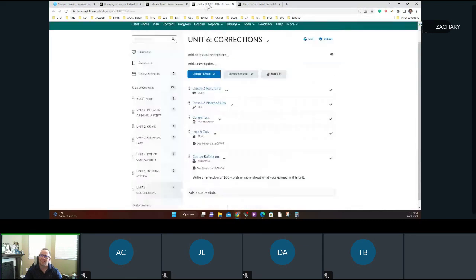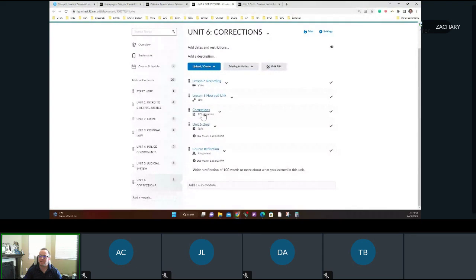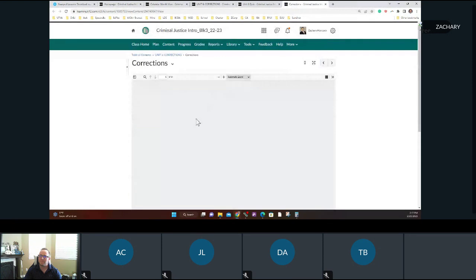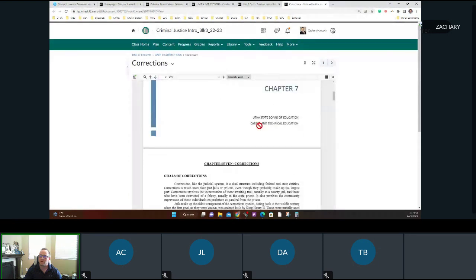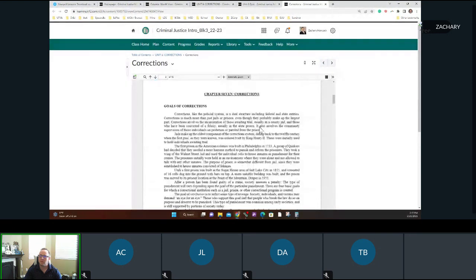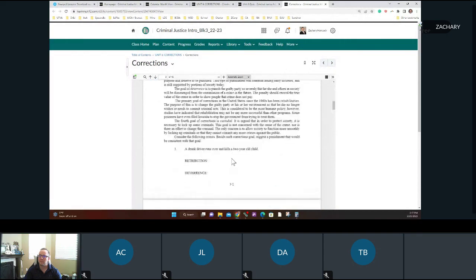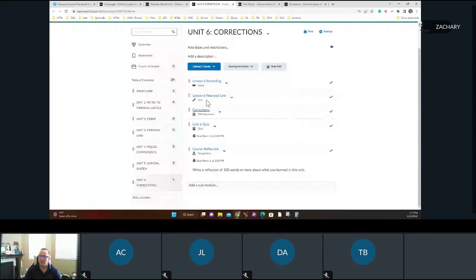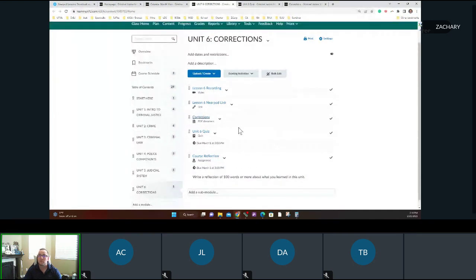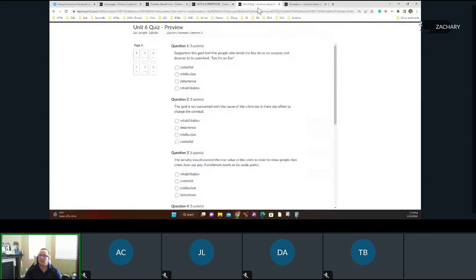Okay, if we go into content here, we're at unit 6. You can see some reference sheets if you need to look at anything. This is a good document from the book that we go off of that talks about the things we're going over today in more detail. Nearpod link, lesson recording, all that kind of stuff is here. And then the course reflection: make sure you write 100 words or more about what you've learned in the entire course, that would be great. And then we'll go over this quiz at the very end here.